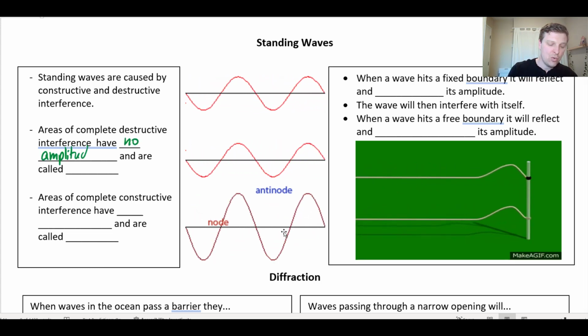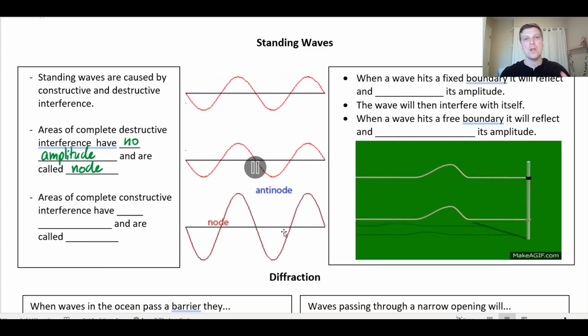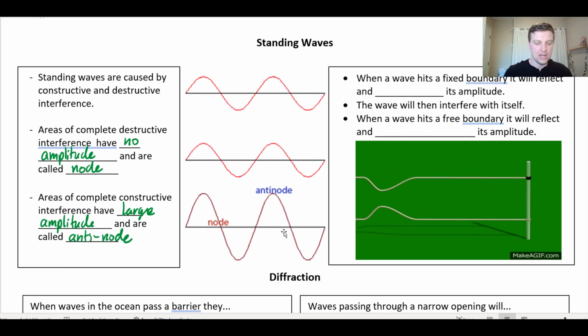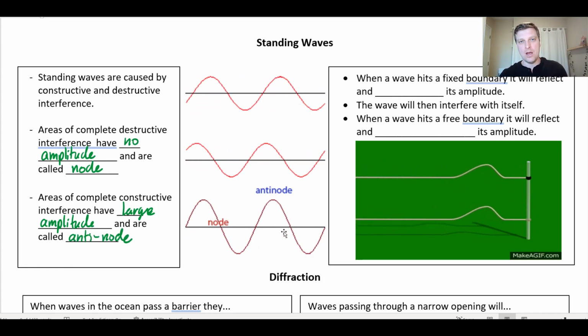So there is no wave occurring there, and we call those regions nodes. So a region on a standing wave with no amplitude is a node. And then areas of complete constructive interference have a large amplitude, both crests and troughs, so large amplitude. And we call those antinodes. So any area where I've got a large amplitude.